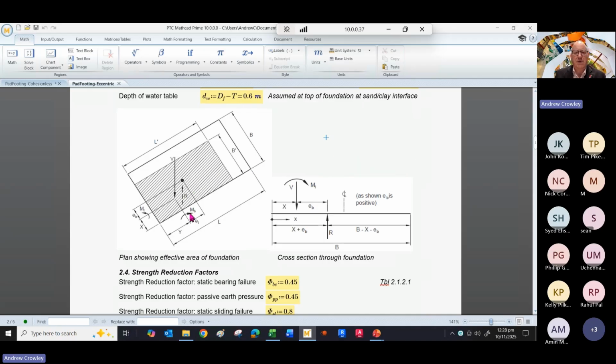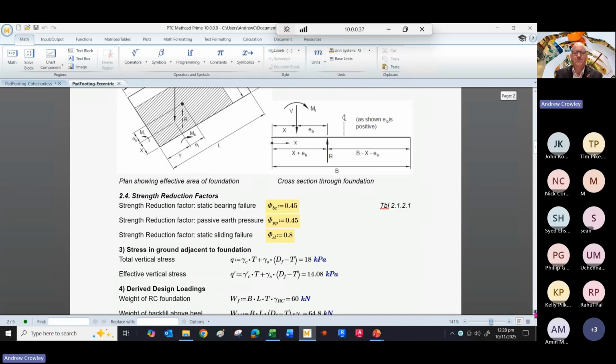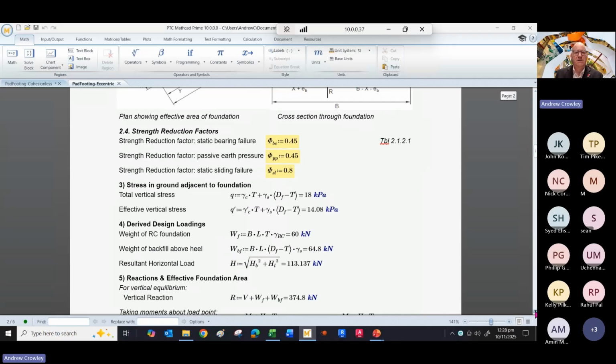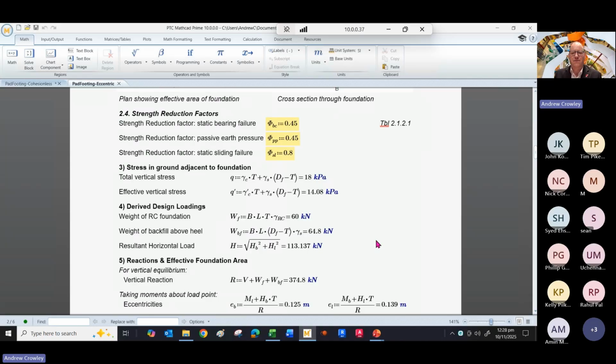So on the left, we have the plan showing the effective area, and on the right, we have a calculation for the eccentricity. So in this case, you're looking at a cross section through the foundation. Here is our resultant upward force. Here is the applied moment, and here is the eccentricity from the position of the applied load. We take our strength reduction factors as before from the code, and we work out the total stress in the ground at the underside of the foundation.